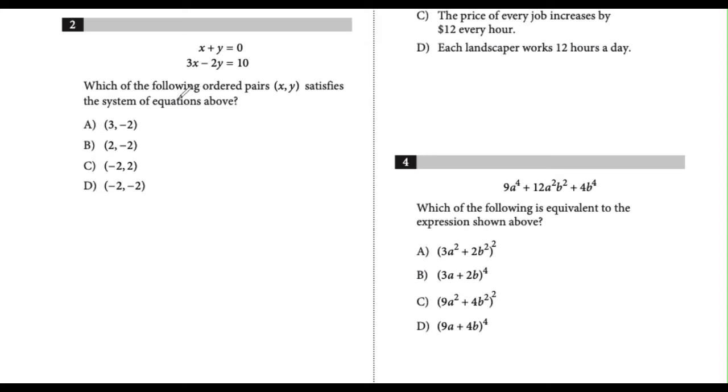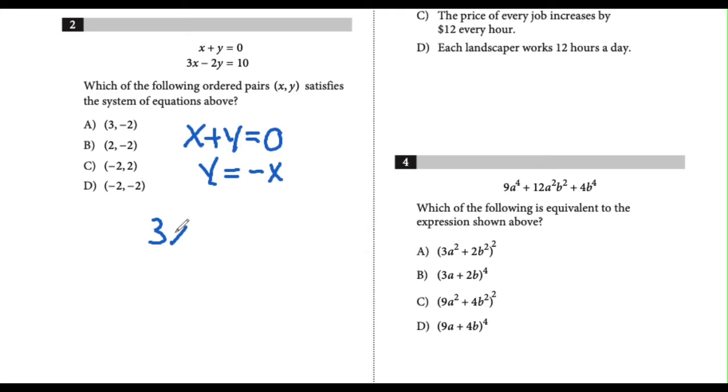Number 2. Which of the following ordered pairs satisfies the system of equations above? We're going to start off with the equation on top, and we're going to solve the system by using the substitution method. We can subtract x on both sides, and we're going to get that y equals negative x.